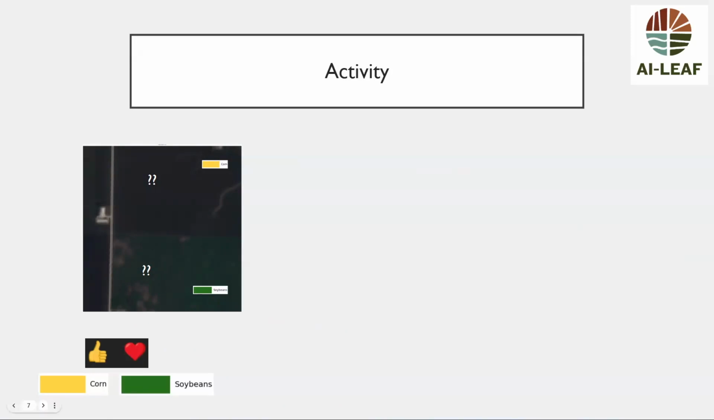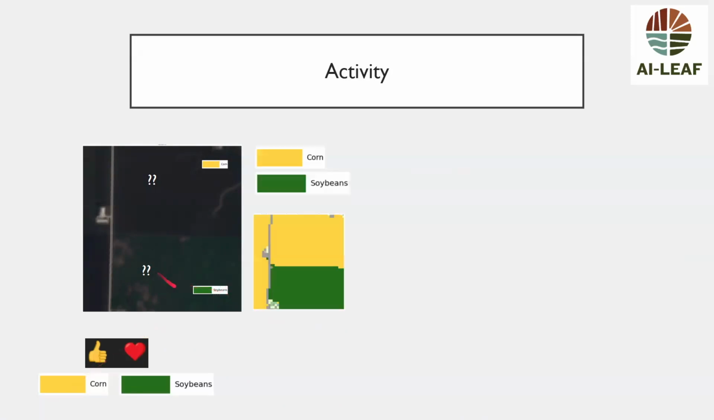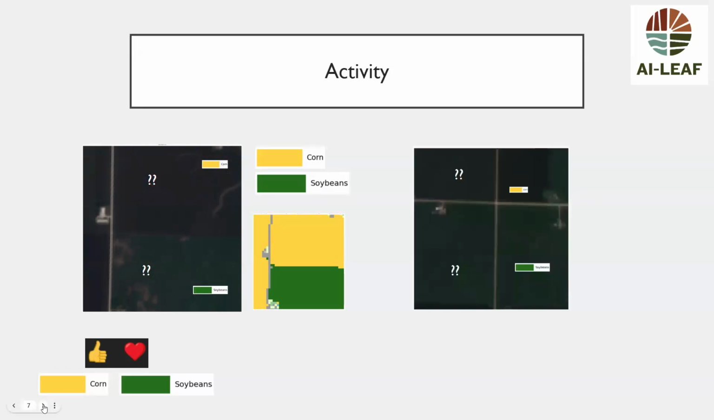Okay, maybe I'll just get it started. There are no tricks here. This one is soybean, so this one is also soybean. This one is corn, and this one is also corn. I'm not going to fool you guys. So this is another example. This is soybean. What do you think this is?